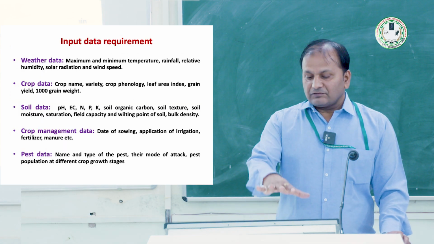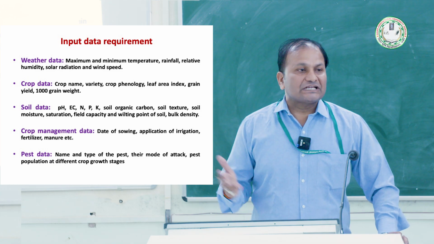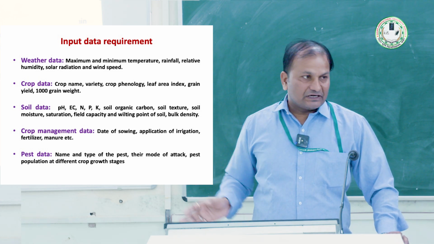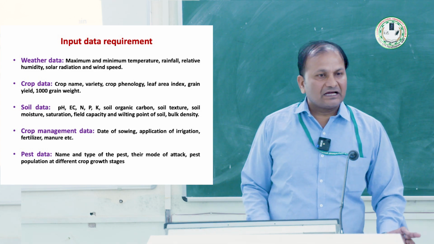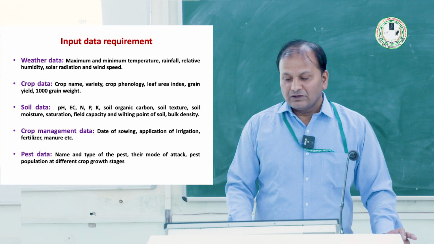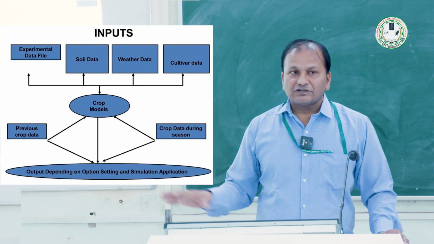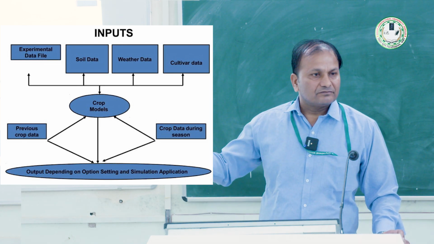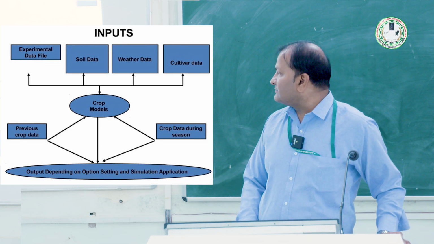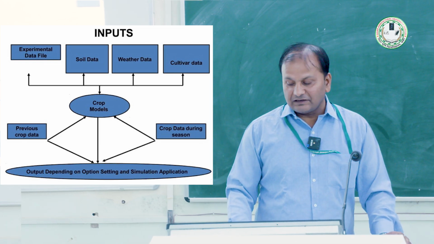Then we have already talked about input data requirements, which means which types of data are required. Weather data, crop data, soil data, crop management data, pest data, disease data, these are all required for the model. This is also a schematic representation of inputs, the same thing. In the previous slide the same thing is there. Soil data, experimental data file, these all things.